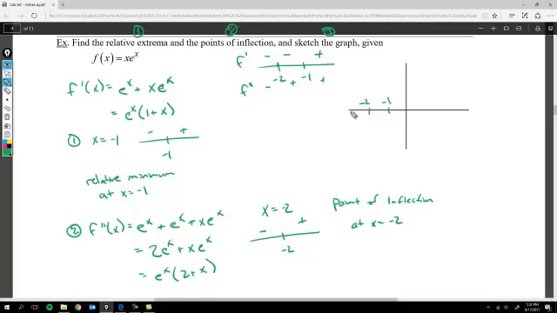So I'm decreasing and I'm concave down until -2. And then when I hit -2, I'm concave up, but I'm still decreasing. And then when I hit -1, I'm still concave up, but now I'm increasing. Okay, so that's all that information that I got from there.